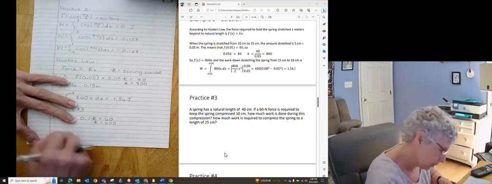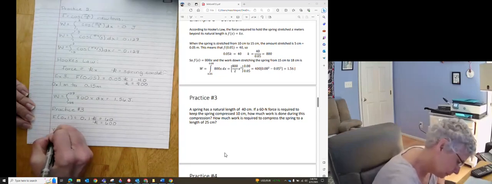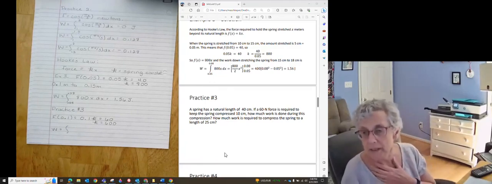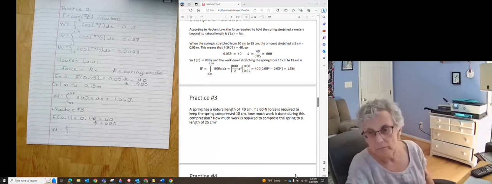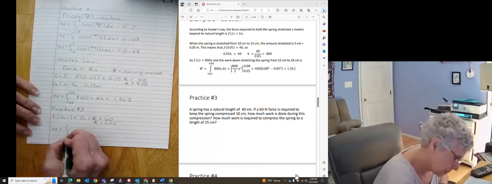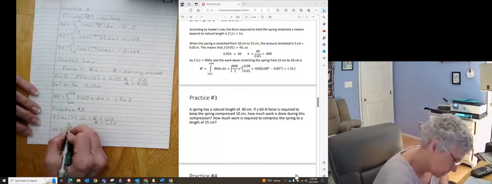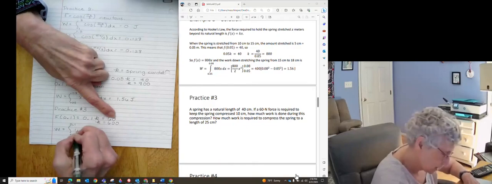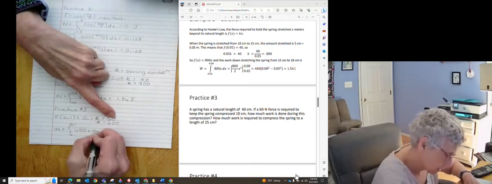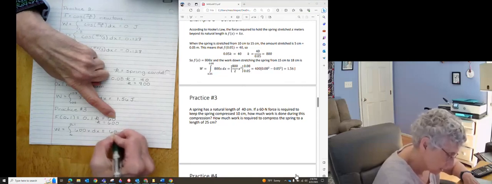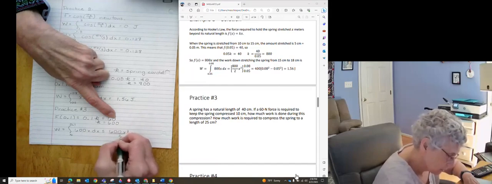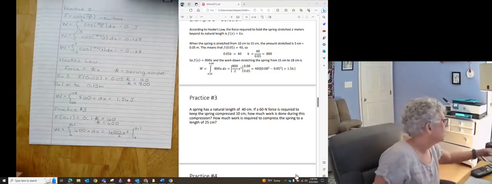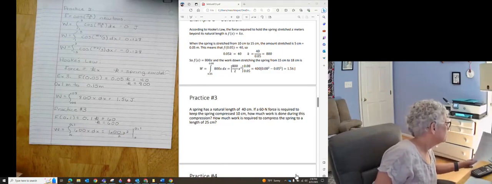Now we want to know the work done. So we want to compress it 10 centimeters. So we're going from 0 compression to 1/10 of a meter's worth of compression. The integral of 600x dx would be 600x squared over 2, evaluated from 0 to 0.1. I did it earlier. It is 3.